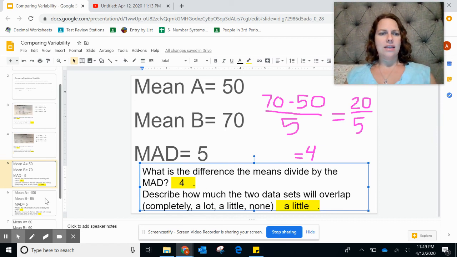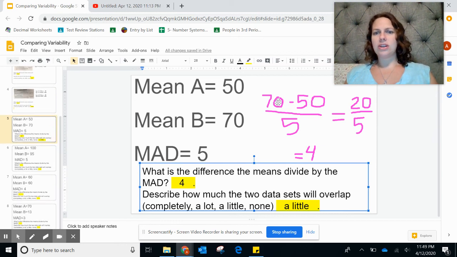Okay. So there are just a couple more I want you to do. Same idea, make sure you're inserting your pictures of your work and typing in your answers, and that's it.